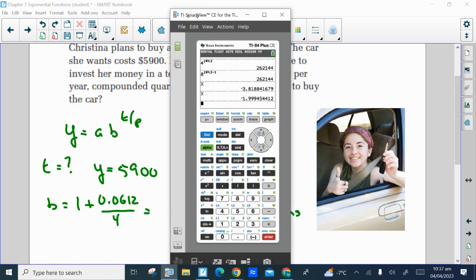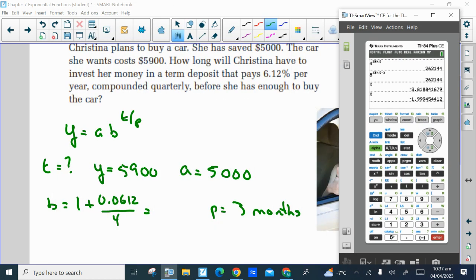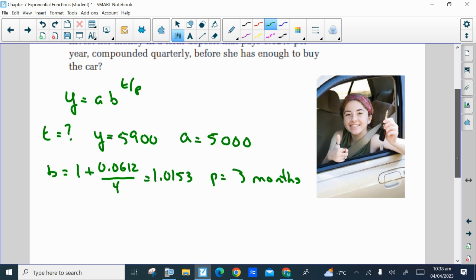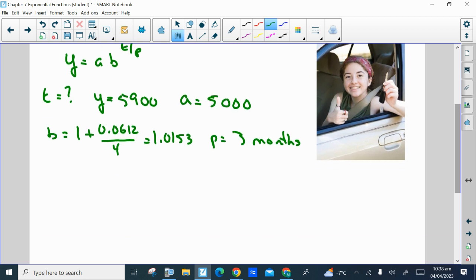So we'll use our calculator to help us do this. If we do 0.0612, which is our annual rate, divide by 4 to get our quarterly rate, it's 0.0153, and then we have to add 1 to that. It'll be 1.0153. Again, the 1 represents 100% plus 0.0153 more, which is where the interest comes in. So now we can set up our equation.